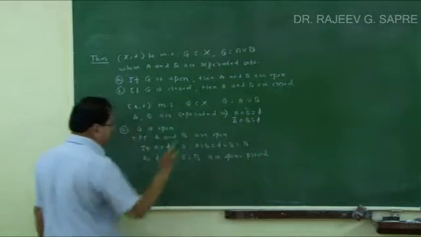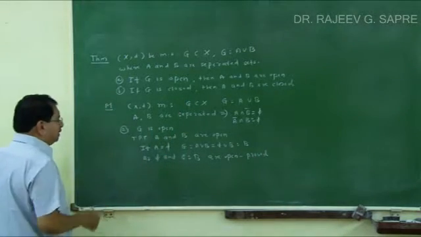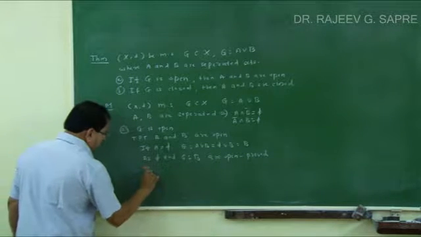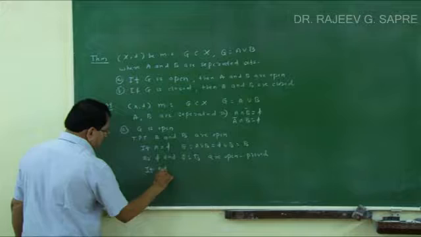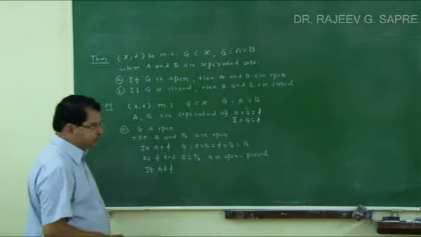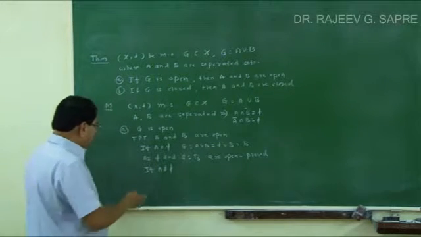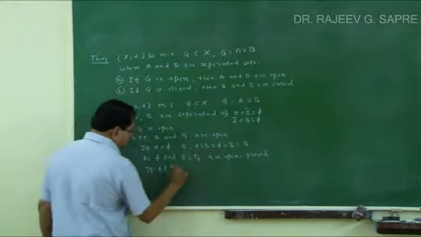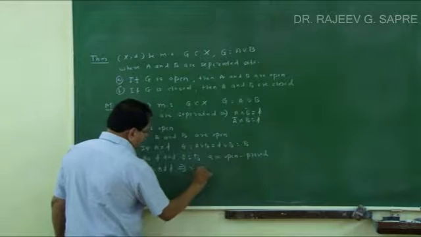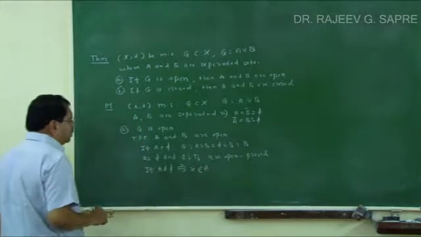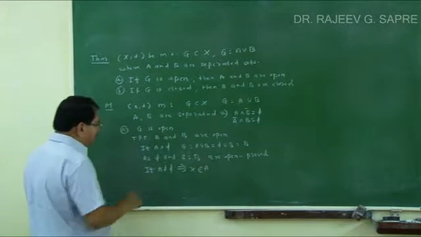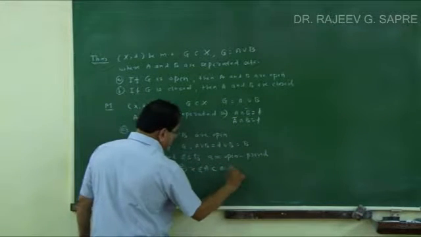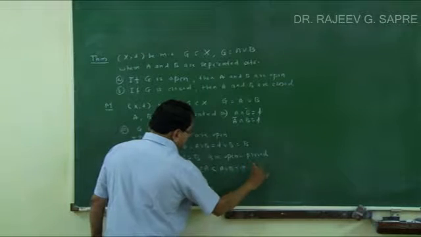So assume that A is not empty, because when it is empty, it is very trivial. If A is not empty, what do you mean by it is not empty? There is something X belonging to A. This implies X belongs to G also, since A is a subset of A union B, which is G.